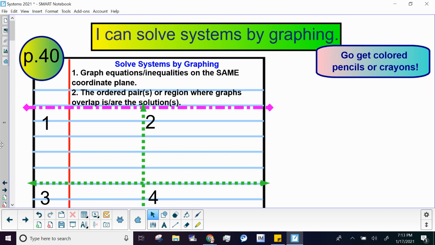Okay, the very first thing we are going to do is flip to page 40. At the very top of your paper, we're going to write "solve systems by graphing." Give it a title, don't make it too big, and then we're going to write down these steps. The steps are always: step 1, graph your equations or inequalities on the same coordinate plane. So that means on the same graph. And step 2, the ordered pair or pairs, or the region where the graphs overlap, is or are the solutions. Okay, so go ahead and pause your video and write down those 2 steps along with the title at the very top of page 40.